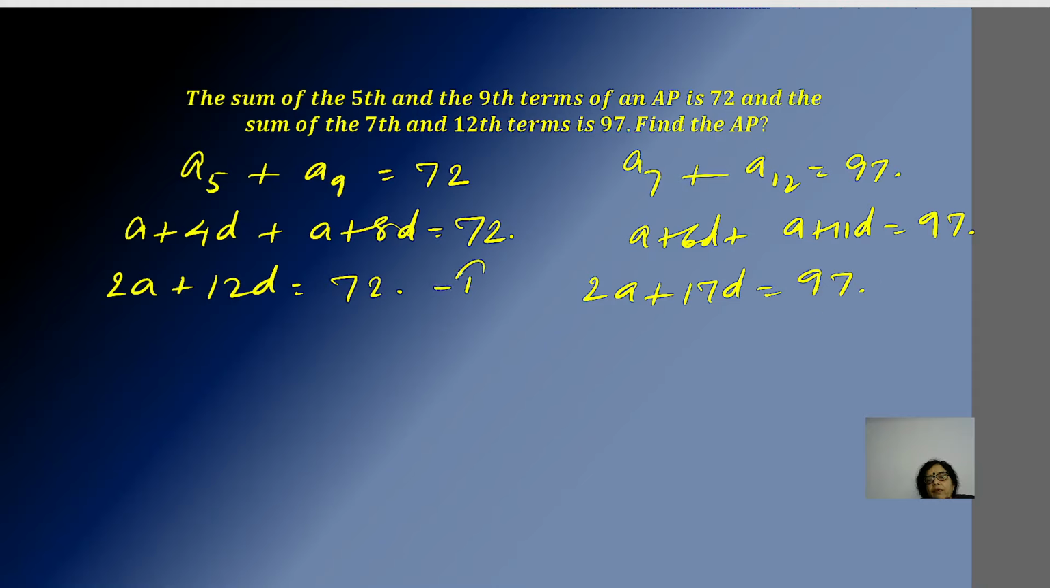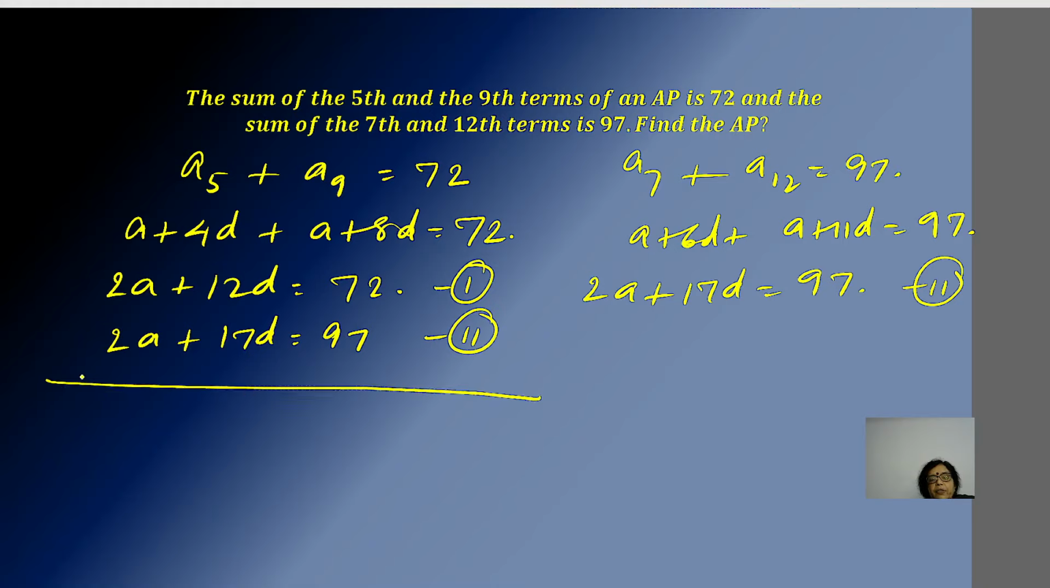So this is again equation 1. This is equation 2. We write equation 2 below equation 1: 2A plus 17D is equal to 97. Now subtract equation 2 from equation 1. So this gets cancelled. Here we are left with minus 5D is equal to negative 25. So D is equal to 5.